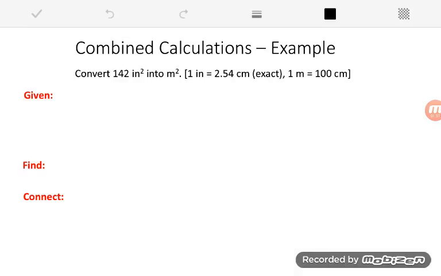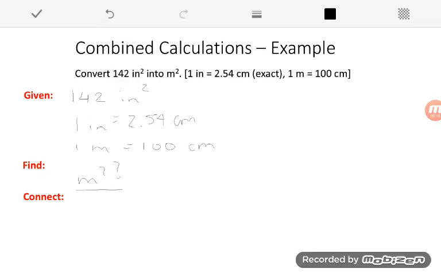Convert 142 square inches into square meters, and it gives me a couple relationships. So we're going to write out our given. We're given 142 square inches. We are told that 1 inch is equal to 2.54 centimeters, and that 1 meter is equal to 100 centimeters. We are asked to find meters squared, so that's our question mark.